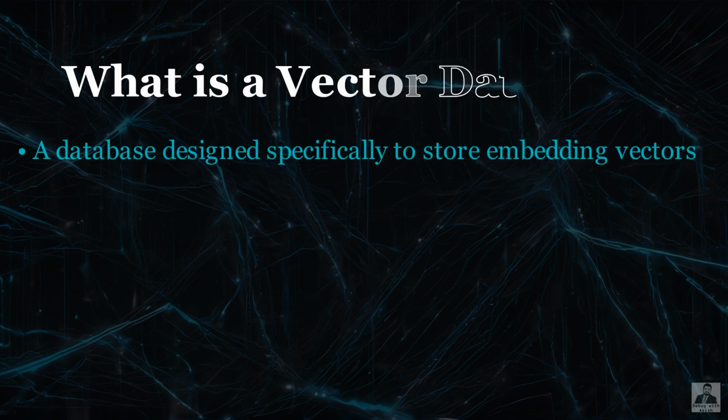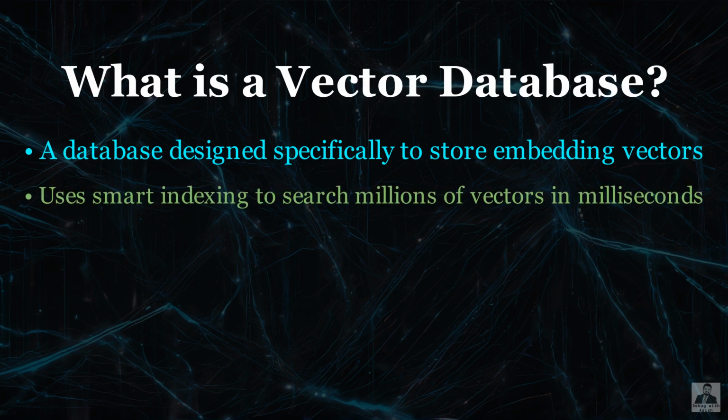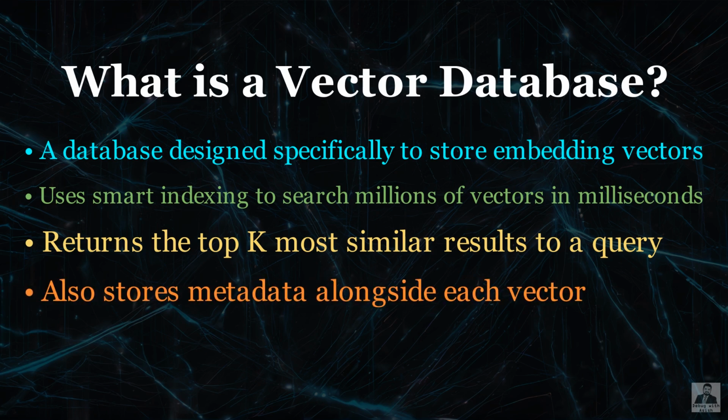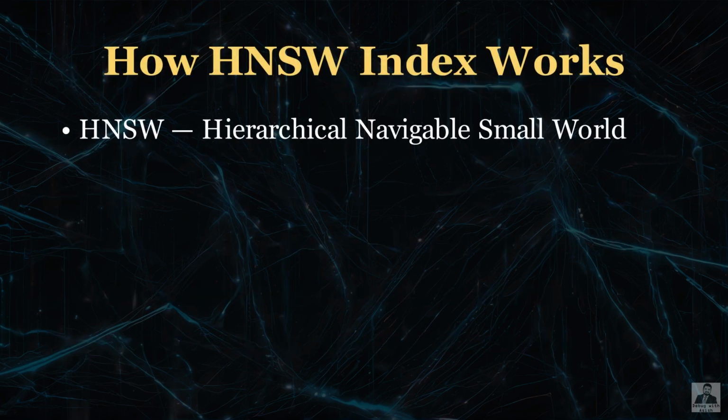A vector database is a database built specifically to store and search embedding vectors. Instead of scanning every vector on each query, it builds a special index that lets it jump straight to the closest matches. It returns the top results in milliseconds even across millions of vectors. You can also store metadata alongside each vector, like the source document name or a date, and filter by that metadata at search time.